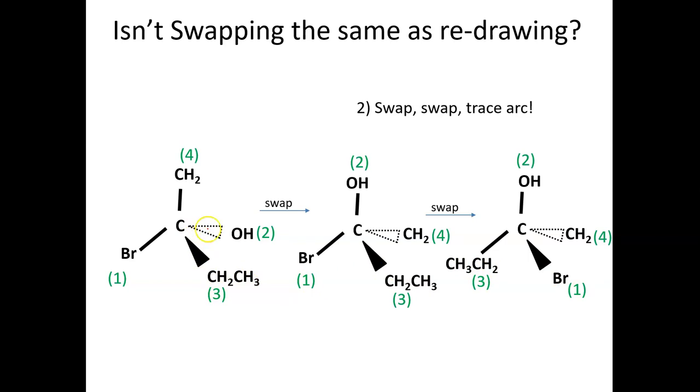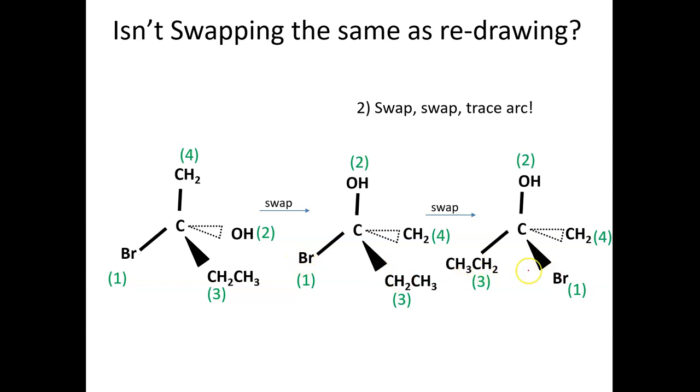So I'm swapping the 4 and the 2. So I have a 4 and a 2. I'm swapping the methyl and the hydroxide. So this is the same. And the 1 and the 3 are in the same position after the first swap. Then next, we can move through the second swap, where I'm switching the bromine and the methyl groups.